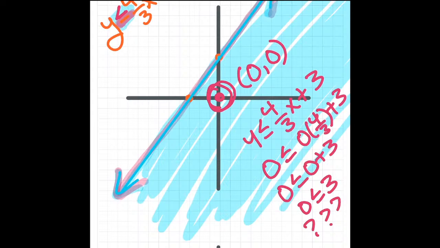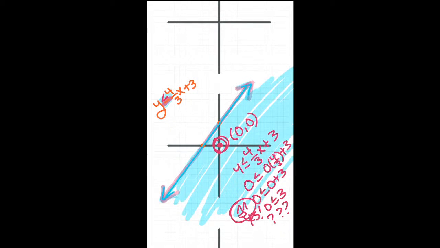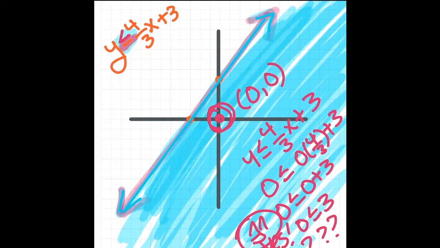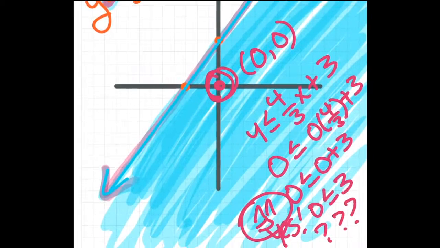Is that true? Yes! Okay, epic. This region down here is probably the answer. I say probably because I always like to double check. Here's how you double check an inequality. If you have an answer, like we just did, (0, 0) proves true. 0 is indeed less than or equal to 3.